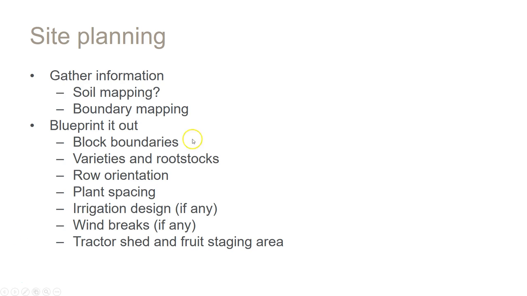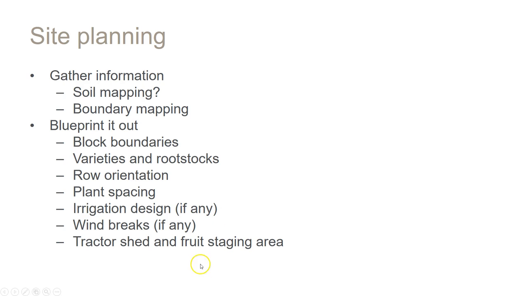And then what we're going to do is start blueprinting out where the blocks are going to go, and then what varieties and rootstocks we're going to put out. And we'll talk about varieties and rootstocks in the last lecture, the last class that I do. Then we want to start considering row orientation, plant spacing, design of all of our infrastructure like irrigation and trellising. If we're going to need to put out any windbreaks, and if so, how are we going to do that? Are we going to do windbreaks with poplars, which is a pretty popular windbreak in New Zealand, or are we going to use something synthetic like nets to break wind?